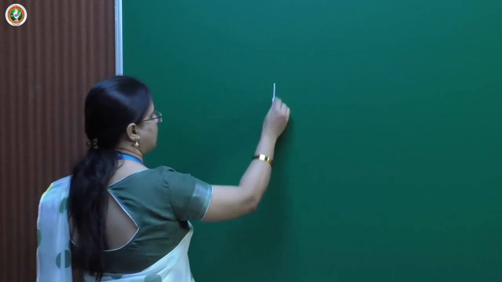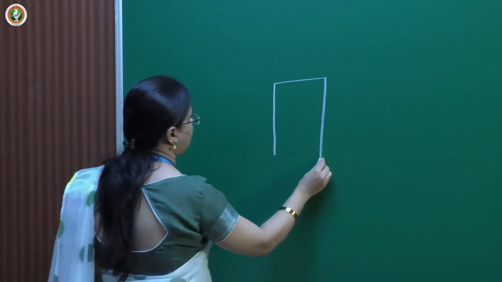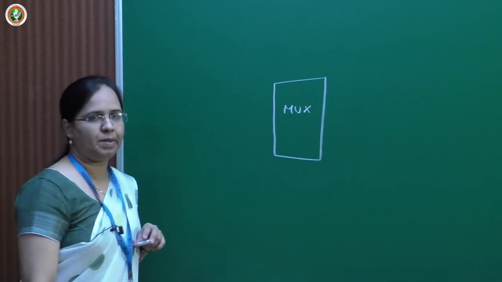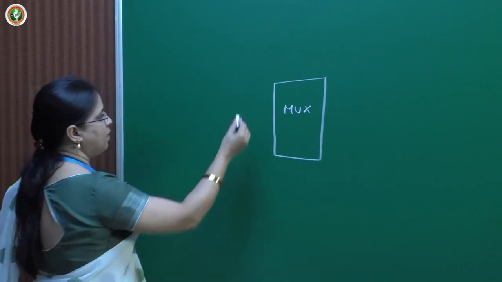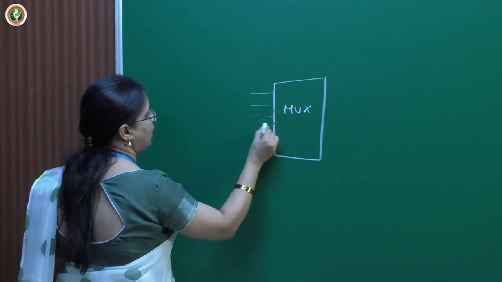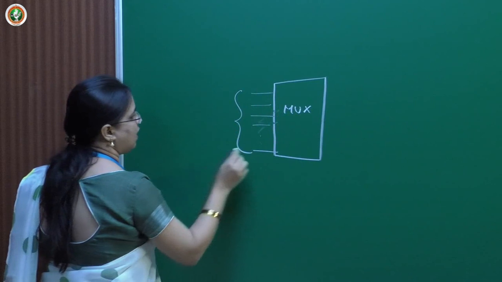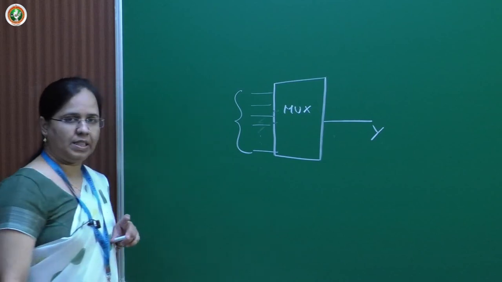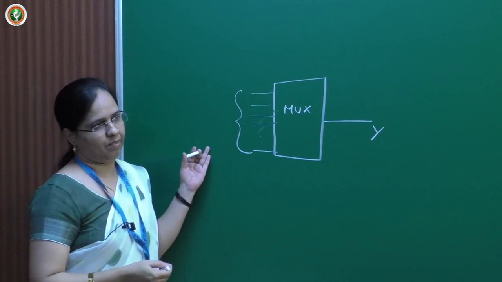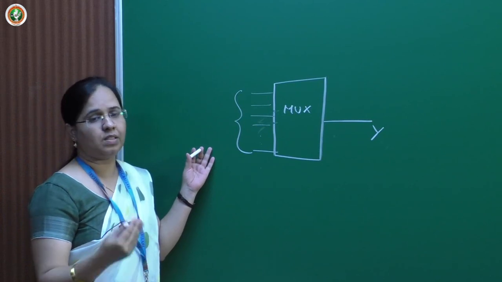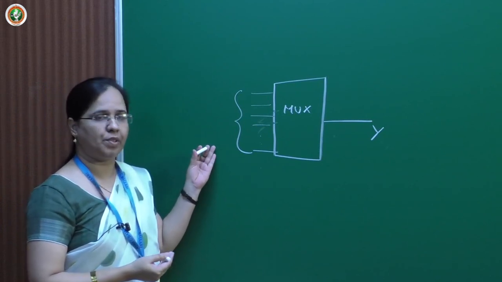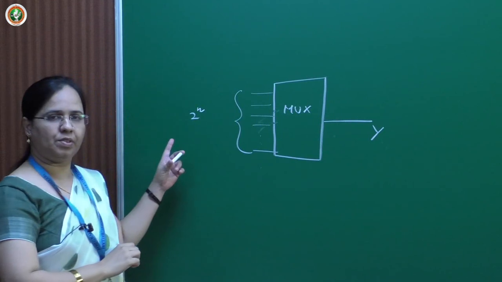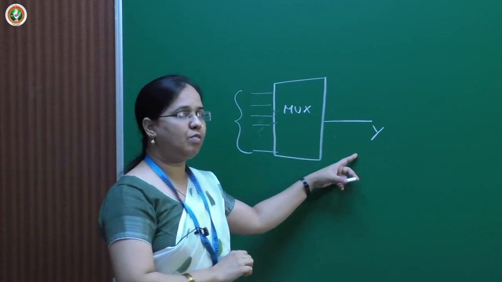Let us represent this multiplexer with the help of a block diagram. I am writing it as a MUX, since usually the multiplexer is represented as MUX. As I told you, there will be several inputs and only one output. Now the question is, how many inputs can we have? Can I have one, two, how many? What is the rule for selecting the number of inputs? Always in a multiplexer, we should have 2 power n inputs, and there will always be one output.